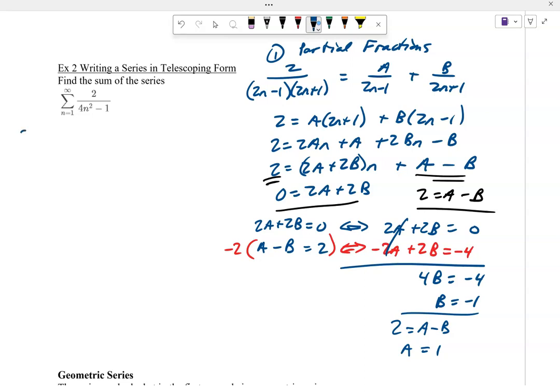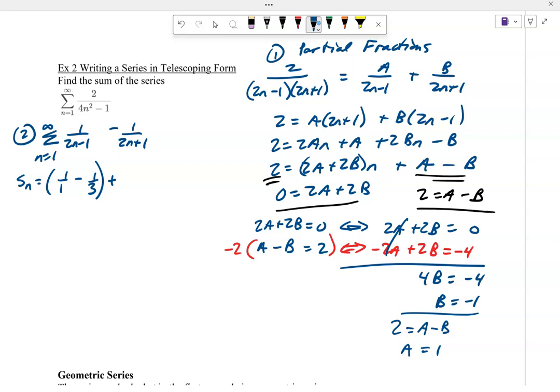So what we have is this will become the sum of a was 1 over 2n minus 1 plus b. Well, b is -1 over 2n plus 1. So I rewrote it with partial fraction decomposition. And now I'm going to write the sum of n terms. So I'm going to let n be 1. So 1 over 2 times 1 minus 1. So 1 over 1 minus 1/3 plus.